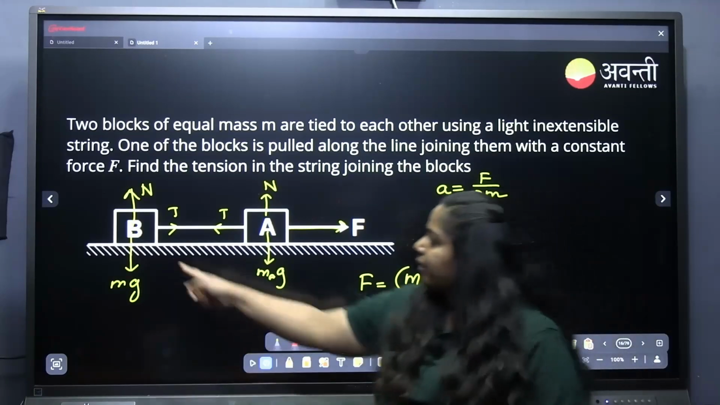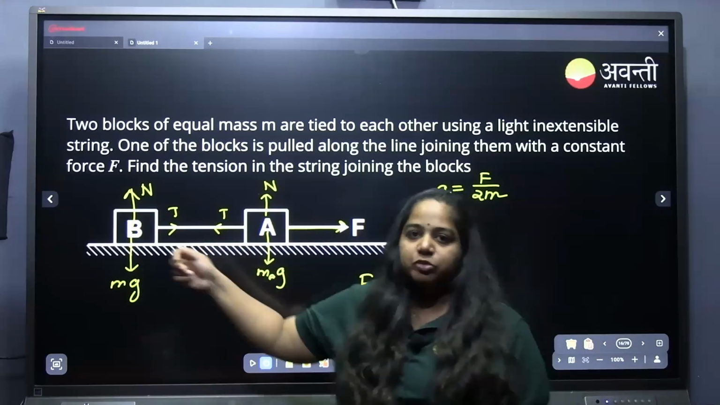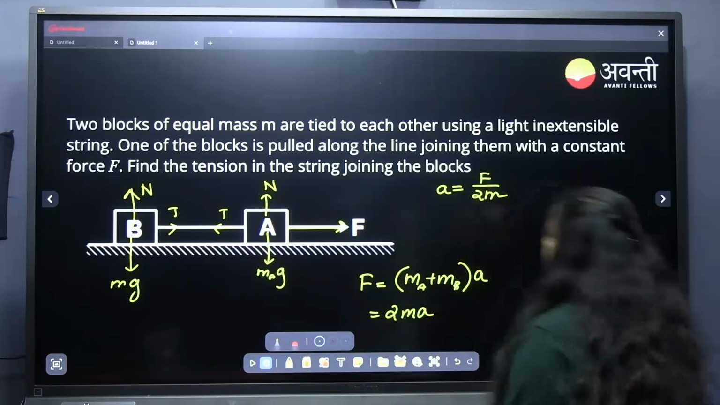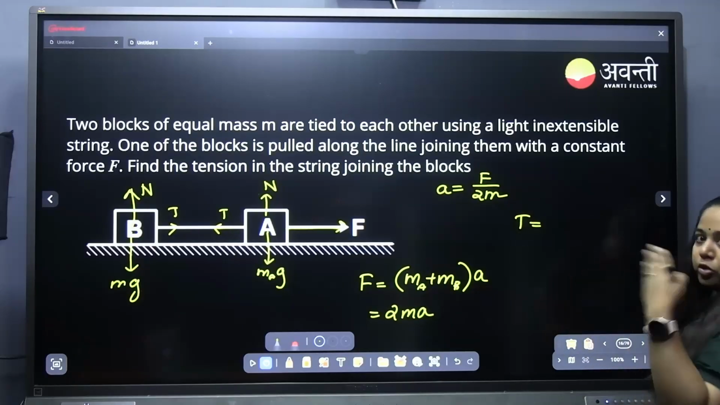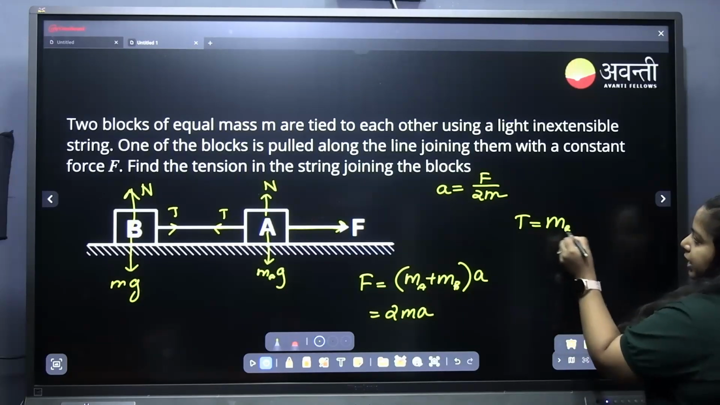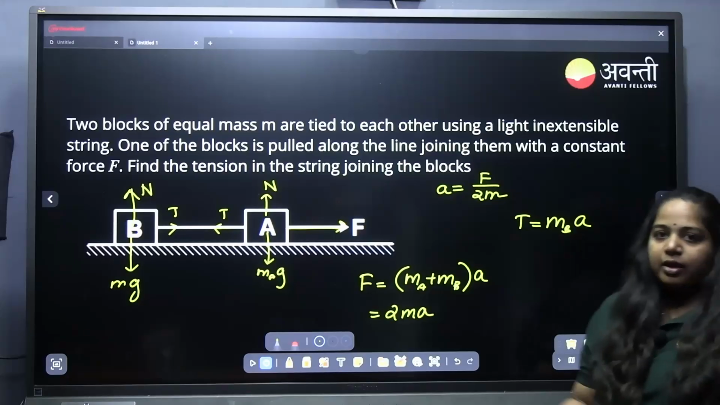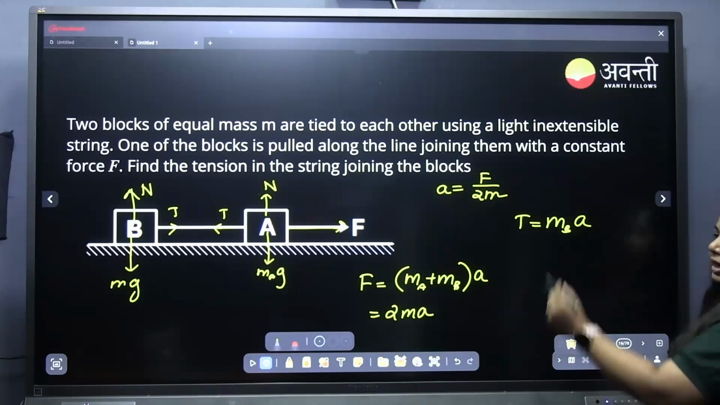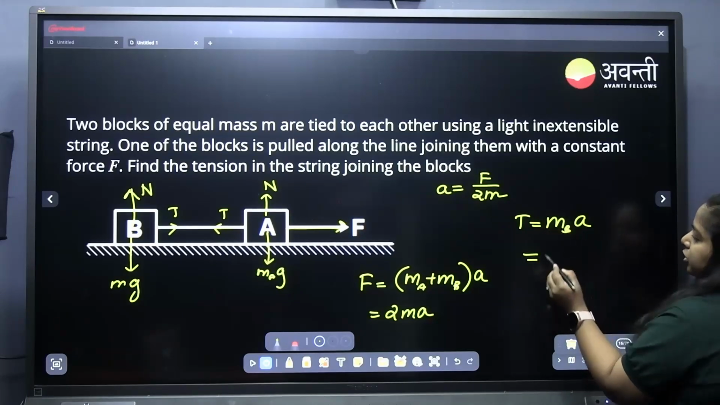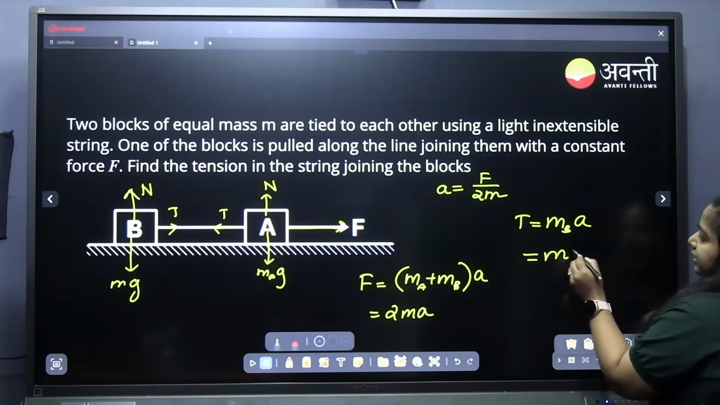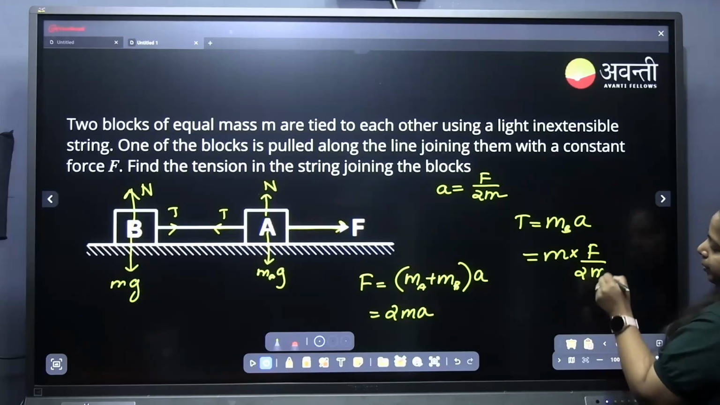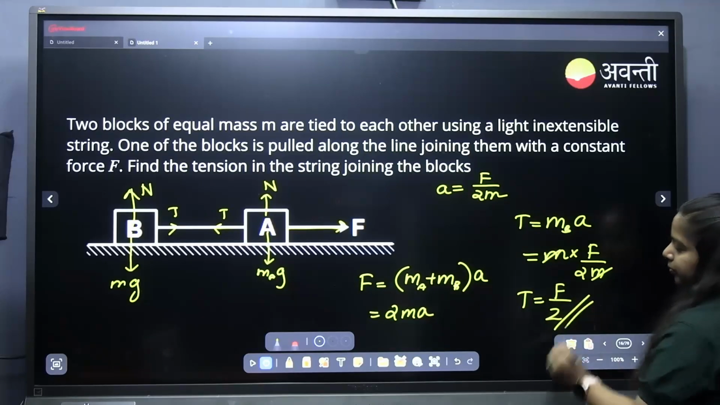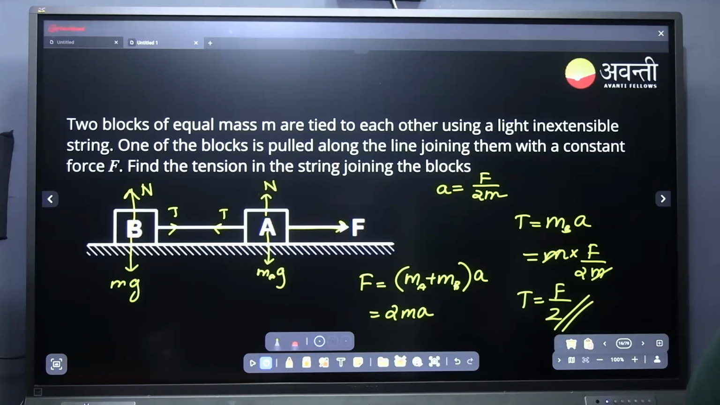Then we can see that B has only one unbalanced force, that is tension. B is being pulled because of tension, right? So tension is equal to force on B, that is mass of B into acceleration. B is being pulled with only one force, that is tension. So tension equals mass of B into a. So we can substitute mass of B as m, a as F by 2m. Cancelling m and m, we will get T equal to F by 2. Did you understand this?